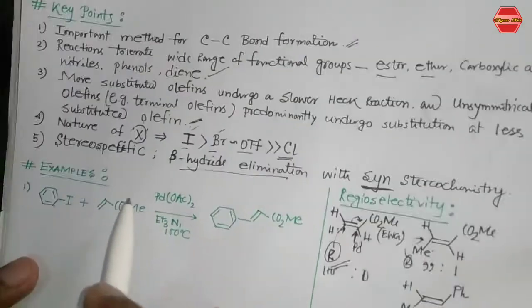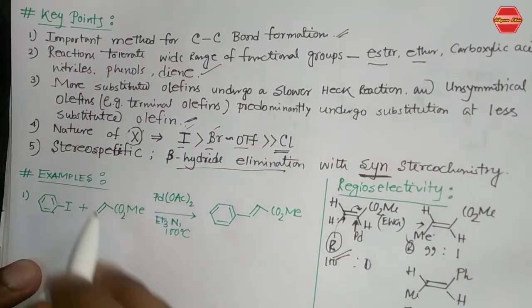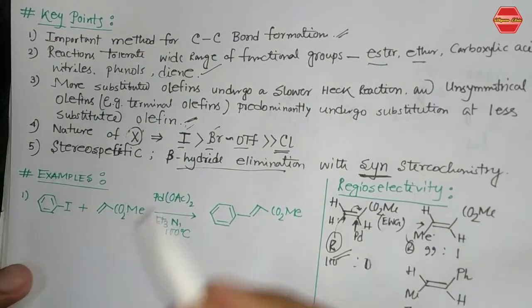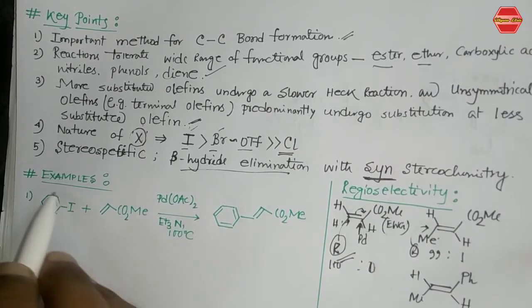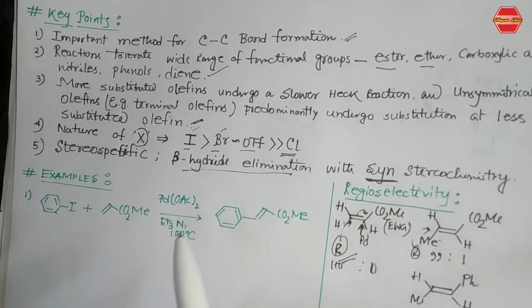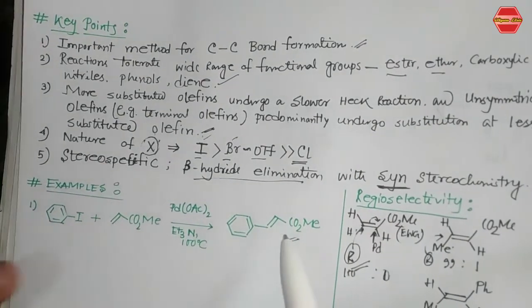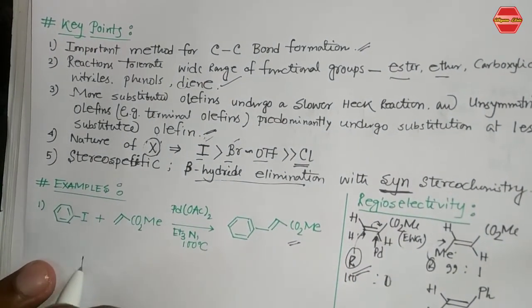Next point is the examples. Now, examples are very much important. So you can see over here you have given palladium acetate. From this you have given this iodobenzene and this kind of substrate. So you are getting this product. Now how can you get the product? So let us do the mechanism first.